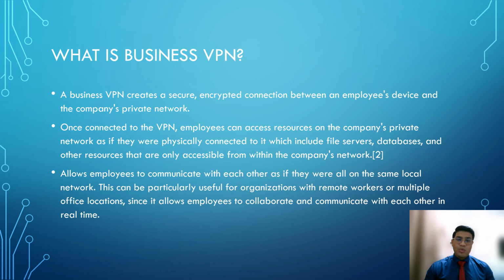For example, let's say you have an employee who is working remotely and needs to access a file on the company's file server. With a business VPN, they can connect to the company's private network and access all the files as if they were physically connected to it. And finally, it also will allow employees to communicate with each other as if they were all in the same local network. This can be very useful for organizations with remote workers or multiple office locations, since it allows employees to collaborate and communicate with each other in real time.